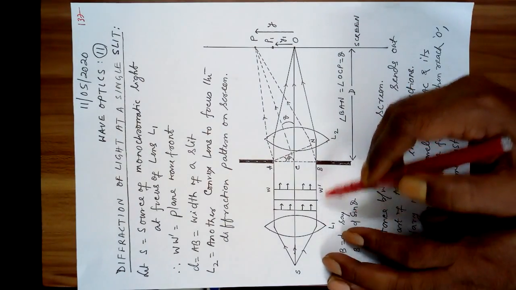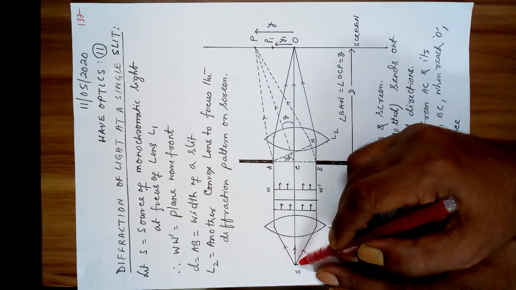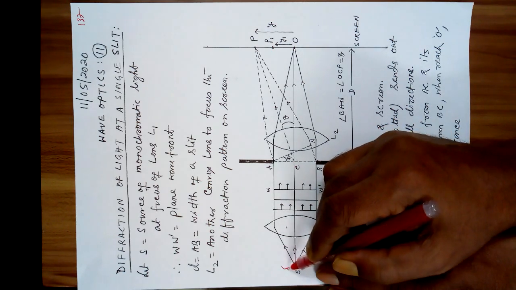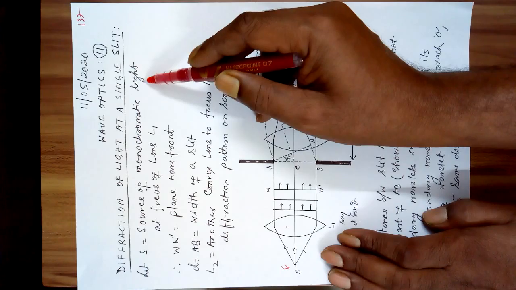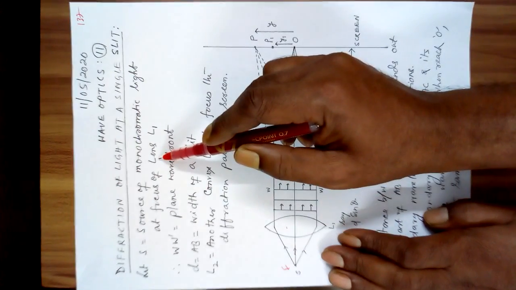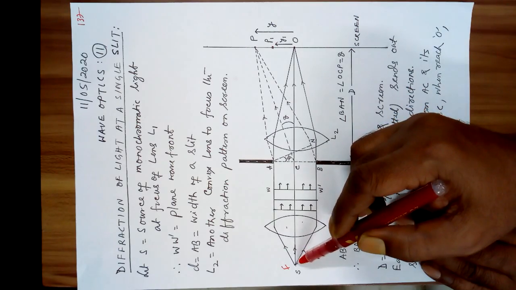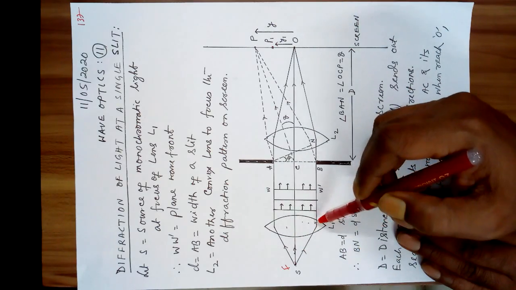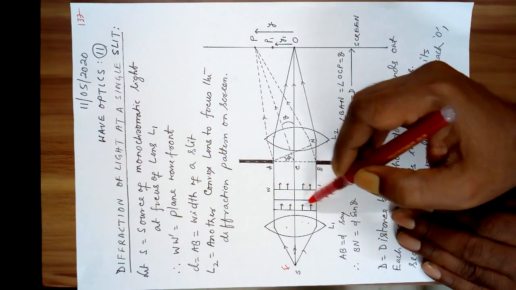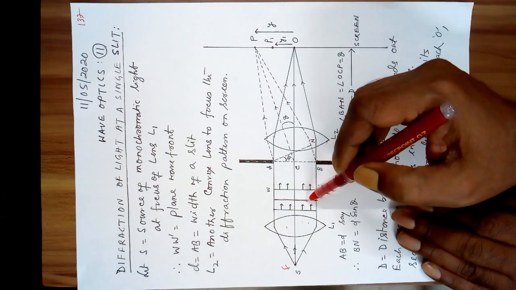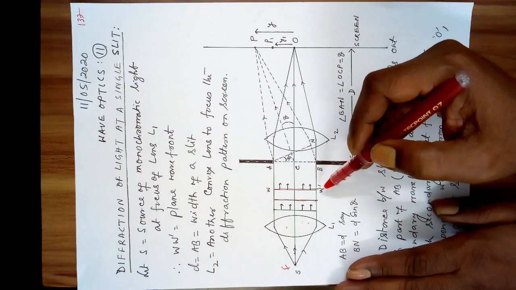Now look at the diagram. This S is a source of monochromatic light, placed at the focus of this lens. Let S be a source of monochromatic, meaning single wavelength, light at the focus of lens L1. Since it is kept at the focus, the rays after passing through the lens will become parallel, like this. So this is one wavefront, advancing, this is the second position, this is again advancing. So WW dash is a plane wavefront.